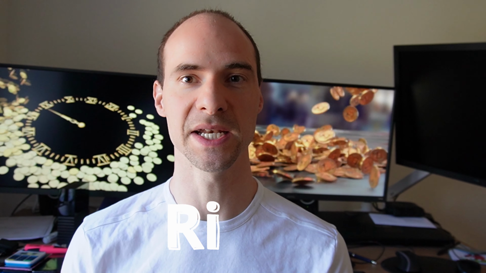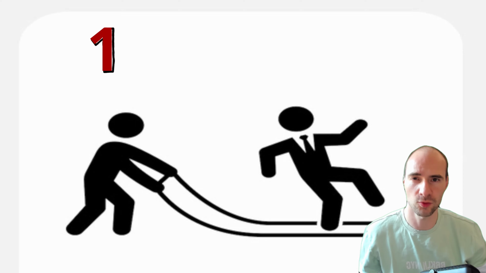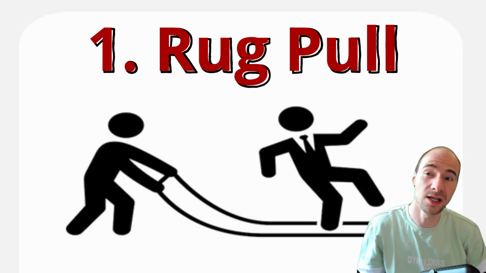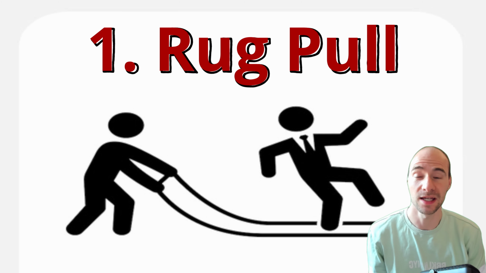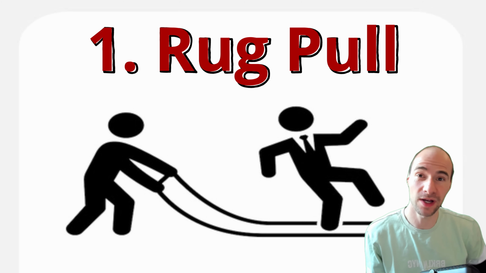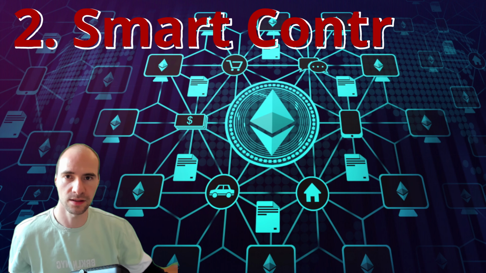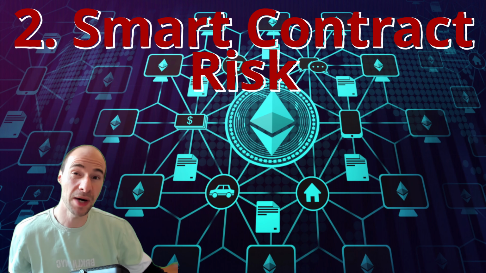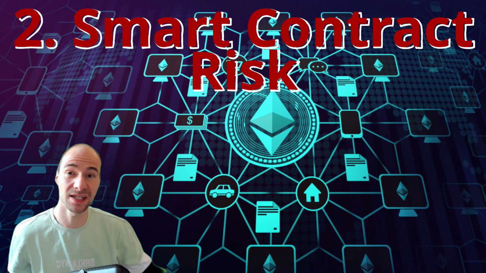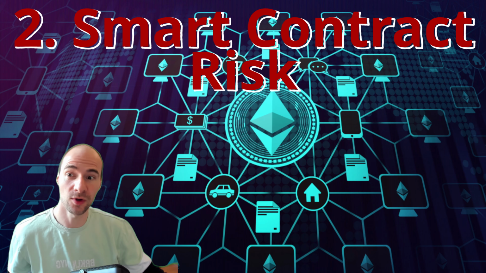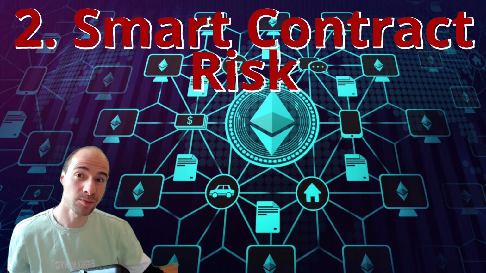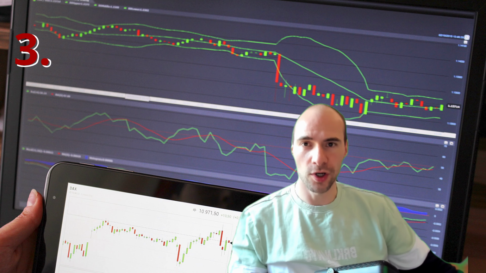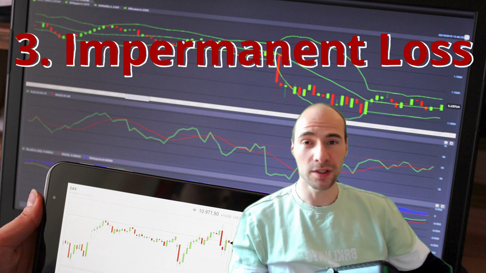Yield farming has many inherent risks. First, rug pulls. A rug pull is a malicious maneuver in the crypto industry where developers abandon a project and run away with investors' funds. Second, smart contract risks. A bug in the code can lead to a partial or complete loss once a malicious actor spots the loophole and exploits it for personal gains. Third, often overlooked but very important to understand, impermanent loss.